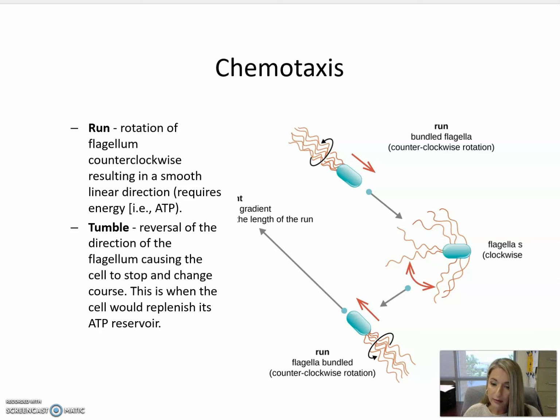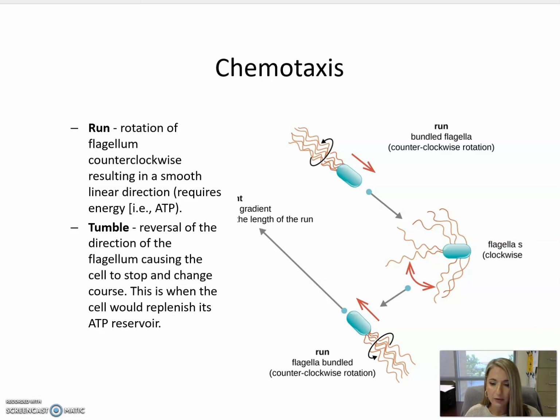But if they run out of energy before they get to where they need to be, then it's quite simple. Then they just turn clockwise again and induce a tumble and build up their energy reservoir. So typically these bacterial cells will go through a cycle of runs and tumbles in order to engage in motility to get towards something or away from something.